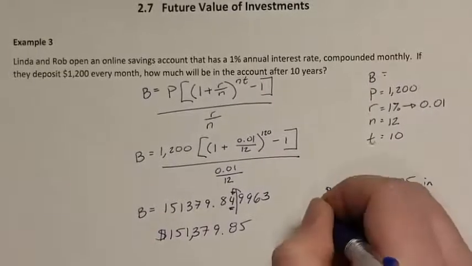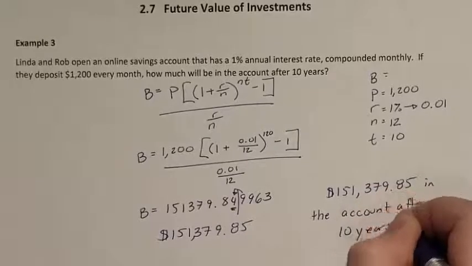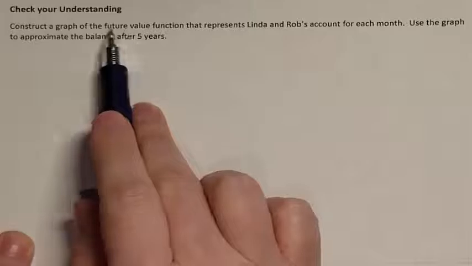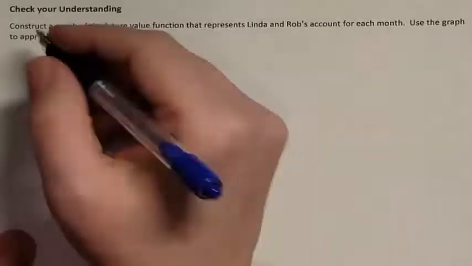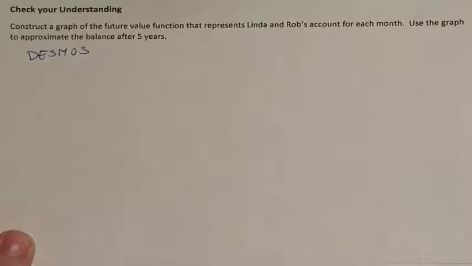$151,379.85 is in the account after 10 years. Now let's check your understanding. It says you're going to construct a graph, and we're going to use Desmos for our graph. So first we need to figure out what equation we are typing into Desmos.